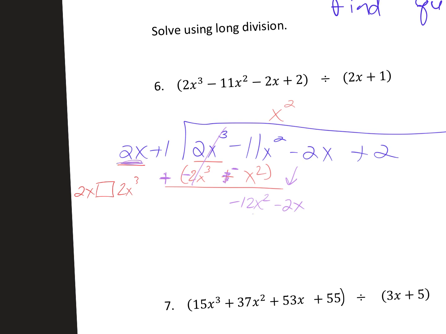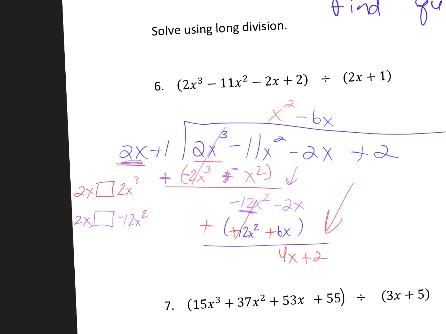First term into first term. 2x times what gives me negative 12x squared? Negative 6x, okay? Get your subtraction ready. Negative 6 times 2 is negative 12x squared. Negative 6 times 1 is minus 6x. Before you subtract, what do you do? Distribute, distribute, distribute. What's negative 2 plus 6? 4x. My 12x squareds cancel, and then I bring down my plus 2.